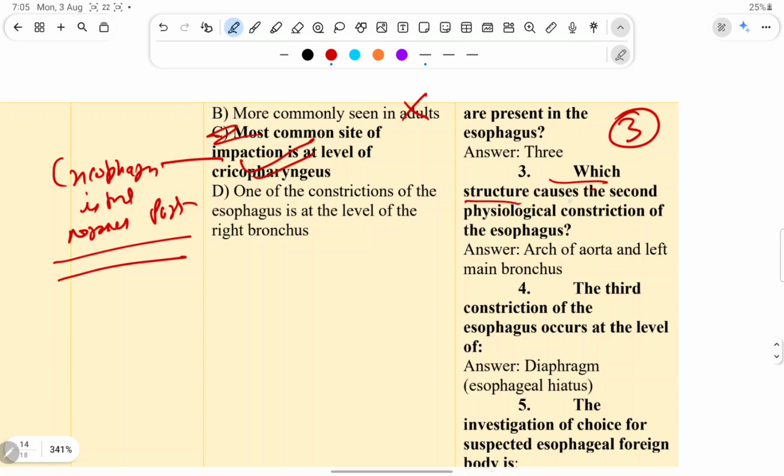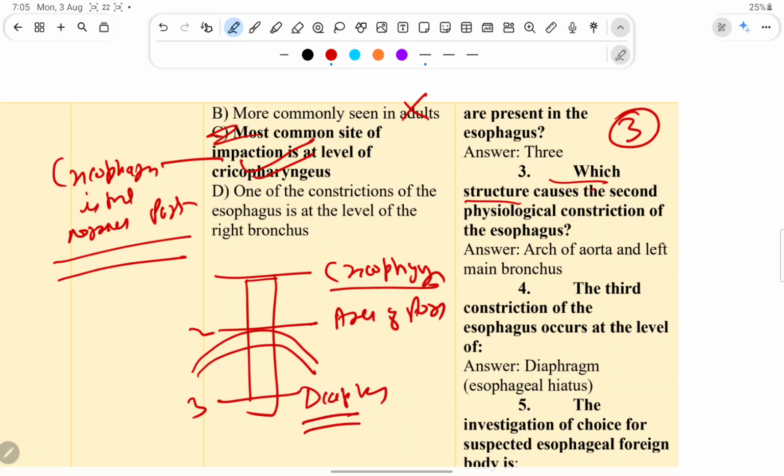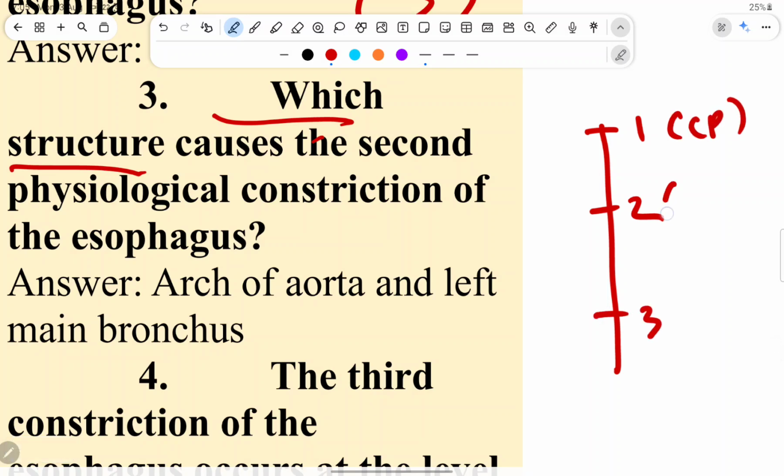Which structure causes the second physiological constriction? The first is by the cricopharyngeus. Okay, second and third. The second is caused by the arch of the aorta on the left. Say arch of aorta, you can learn arch of aorta. And the third is by the diaphragm. Okay, so three constrictions we have learned. So you understand 1, 2 and 3: cricopharyngeus, arch of aorta, and diaphragm.